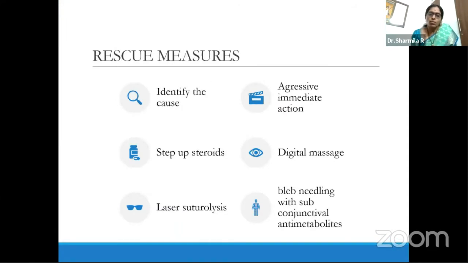So there are several rescue measures. The most important thing is we have to identify the cause and also take immediate aggressive action.